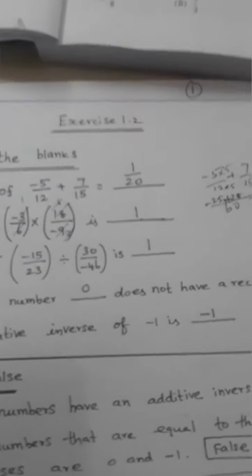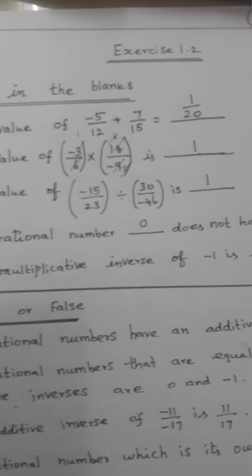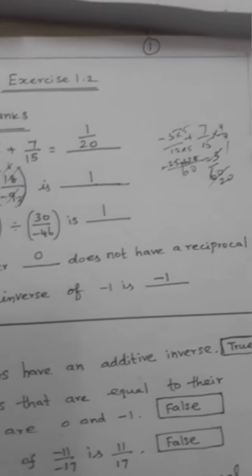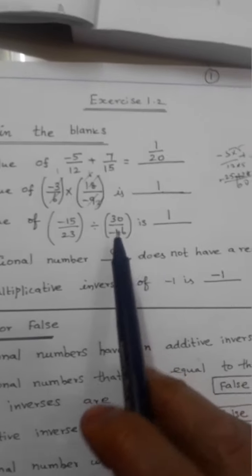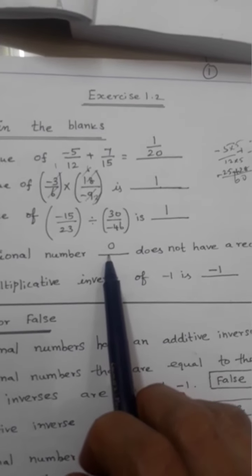So the answer is 1. Next, the rational number 0 does not have a reciprocal. Which number does not have a reciprocal? Only 0 does not have a reciprocal.